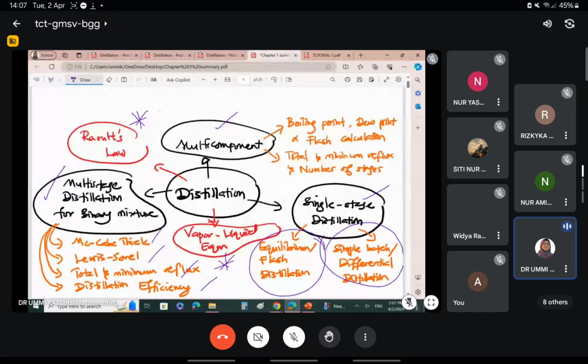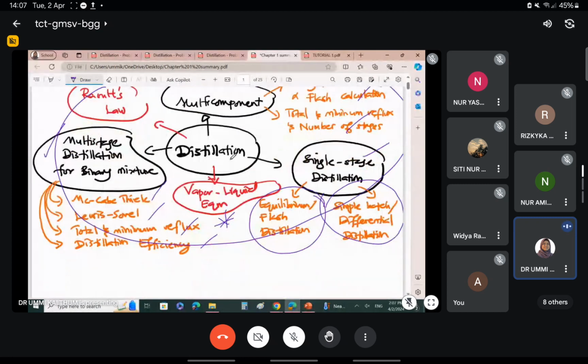Okay, so for multi component kita tengok on boiling point, dew point and flash calculation, and also the total and minimum reflux and number of stages in for multi component distillation. Alright, so overall ini adalah yang kita cover dalam chapter 1. Okay.